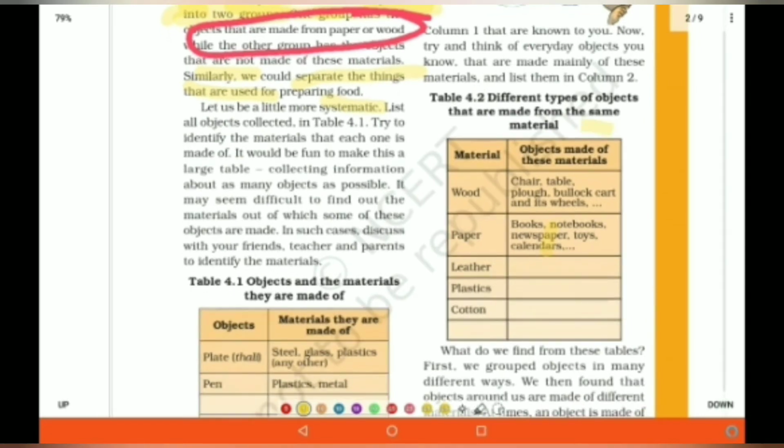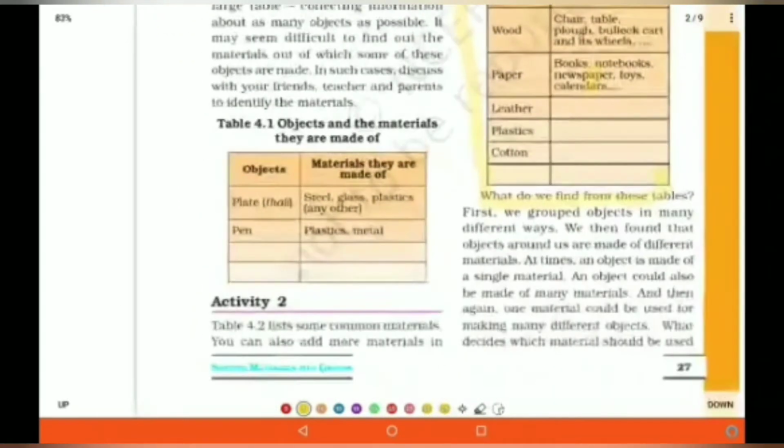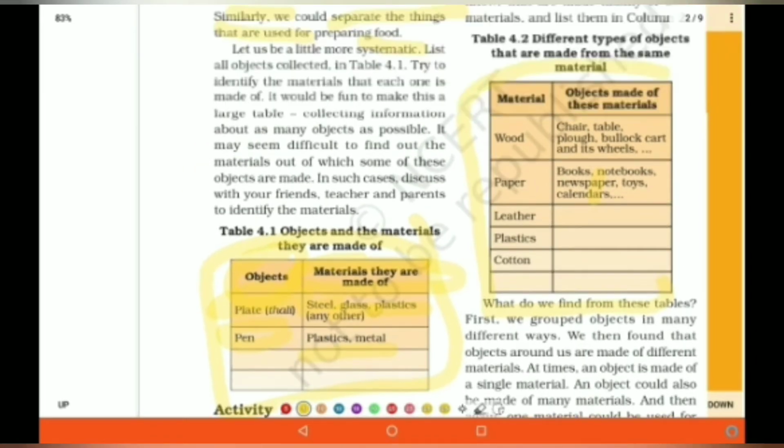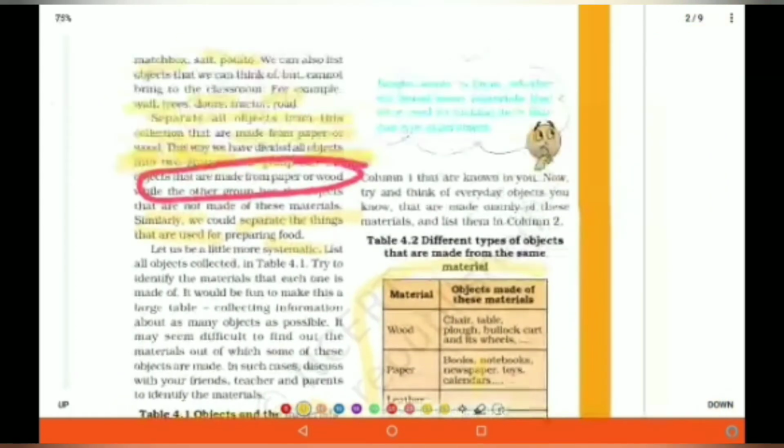Take this table. Objects and the materials they are made of, like a plate can be made of steel, glass, plastics, or any other materials. A pen can be made of plastic or metal, right? Like this, we have to differentiate all the objects that we have collected.